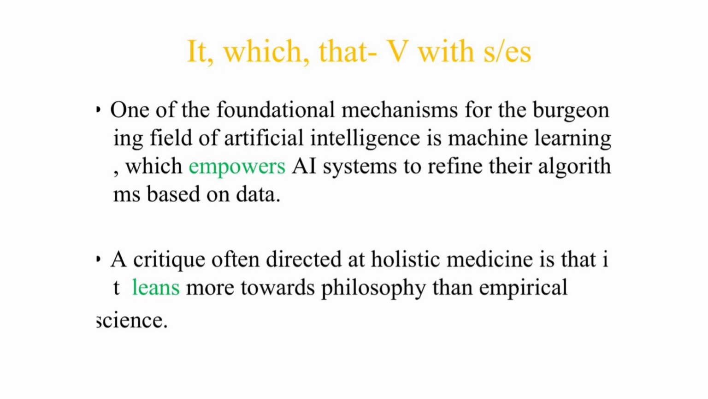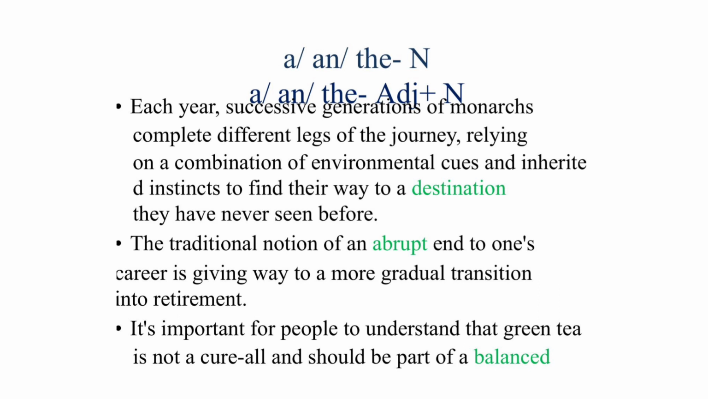A critique often directed at holistic medicine is that it leans towards philosophy rather than empirical science. Right? I hope you're able to understand things and the rules properly. Moving forward, "a" and "the" have to be followed by either a noun or an adjective and noun. So, each year, successive generations of monarchs complete different legs of the journey, relying on a combination of environmental cues and inherited instincts to find their way to a destination they have never been before.